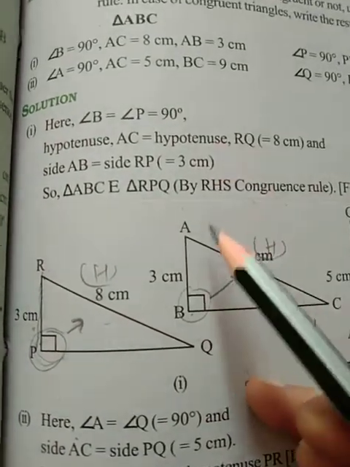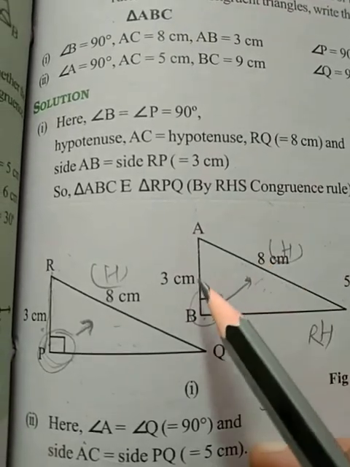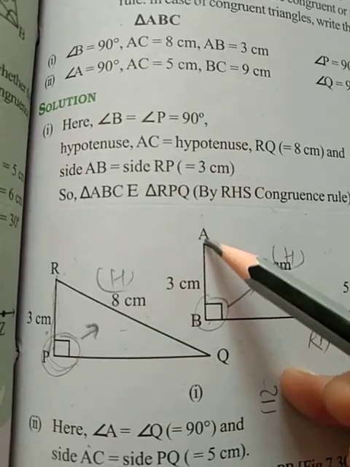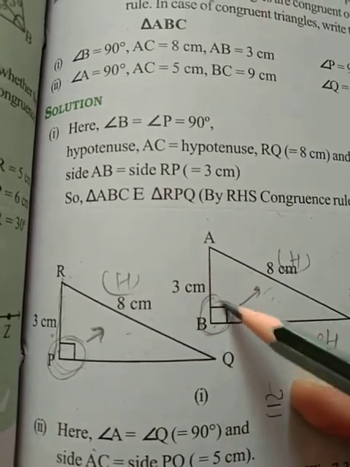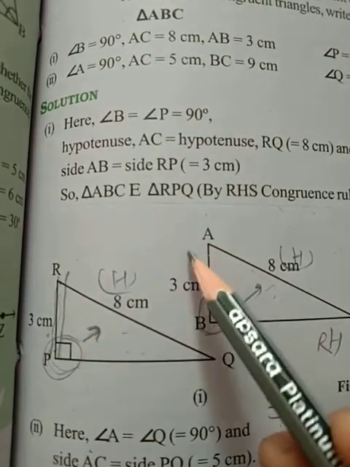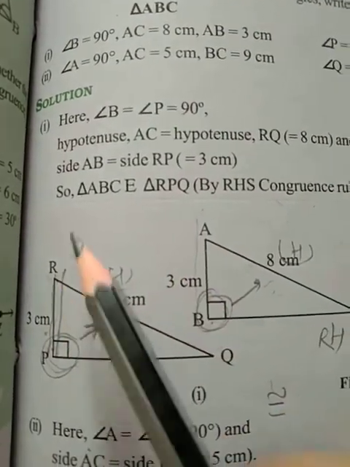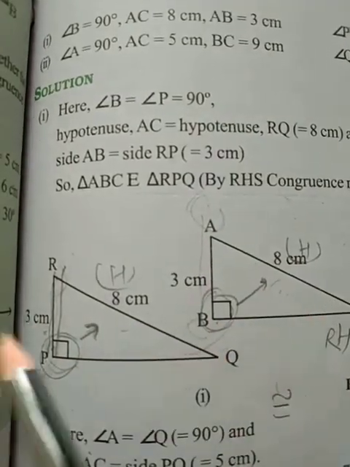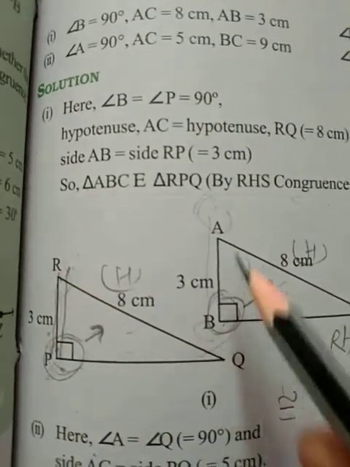See, 8 and 3 in between, and when you start from A, that will end on this 90. So that means this perpendicular equals this other perpendicular, and you will write from R to P and A to B. Don't write R to P equals B to A.